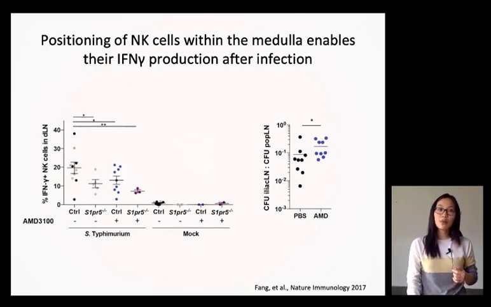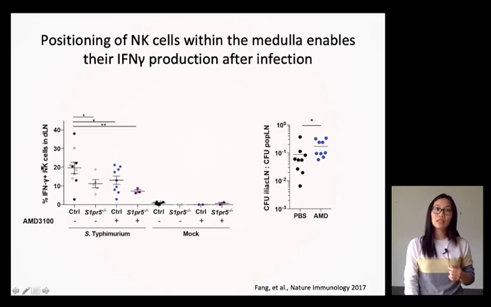So again, in control mice, an average of about 20% of draining lymph node NK cells are secreting interferon-γ 2 hours after foot pad infection. But S1P receptor 5 knockouts, AMD 3100 treated animals, and the dual inhibited animals all have decreased frequency of interferon-γ secretion. Now finally, we wanted to measure the effect on bacterial control.